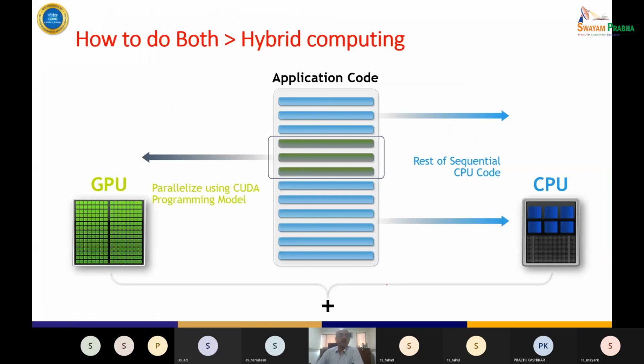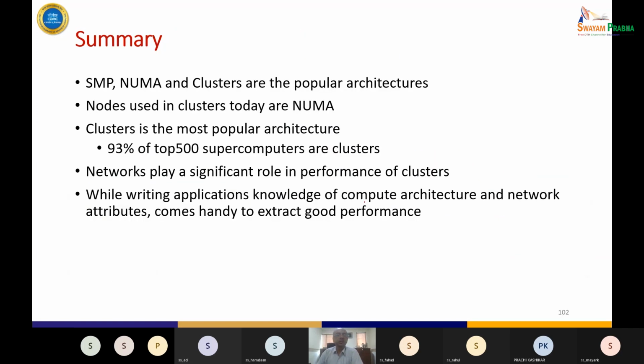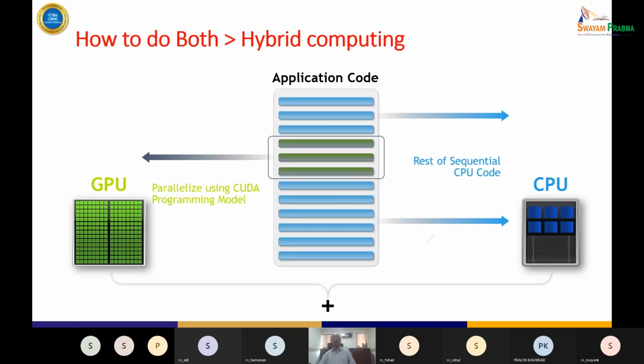So then how can we take advantage of both of them? When you write the application code, you take out the parallel part which is suited for CUDA and run it on the GPU. Embarrassingly parallel, 4000 cores at your disposal. And the rest of it, let it go on the CPU, because the CPU can run sequential code faster because memory is large and, more importantly, clock speeds are higher. That is what it is.